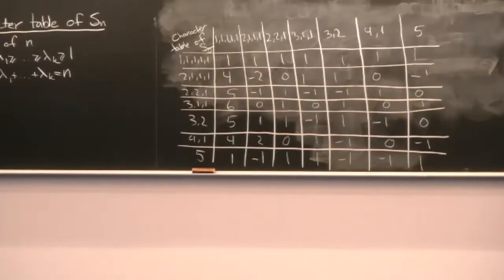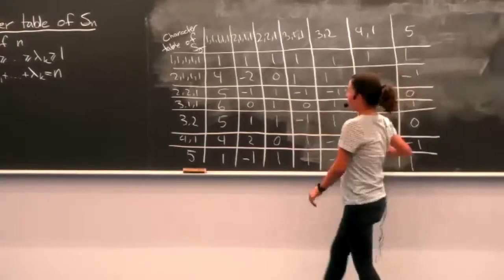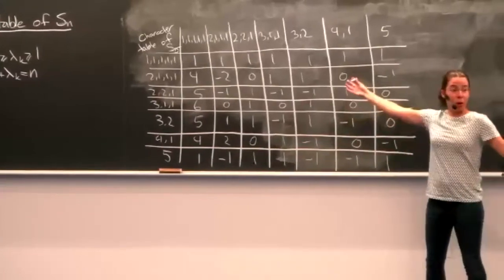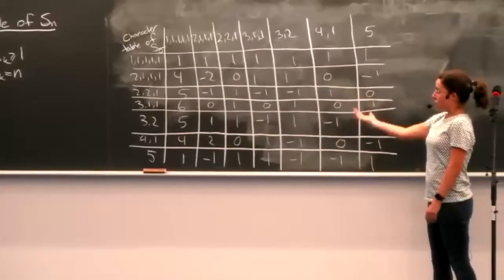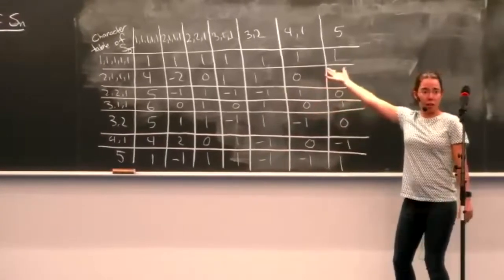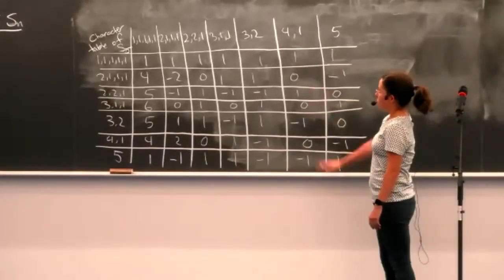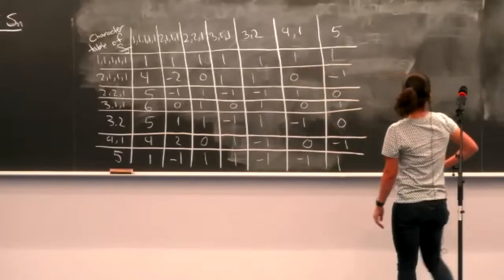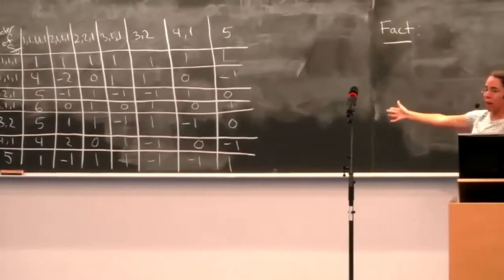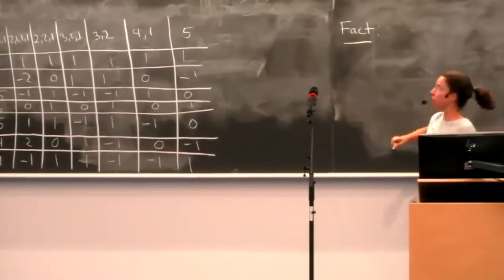Okay, so one thing you might notice is that all of these character values are integers. And this is not true for all groups, right? If you look at the character table of Z10, they're not all going to be integers. And this isn't just a special property of S5, but it's a general fact that all of the character values of symmetric groups are integers.